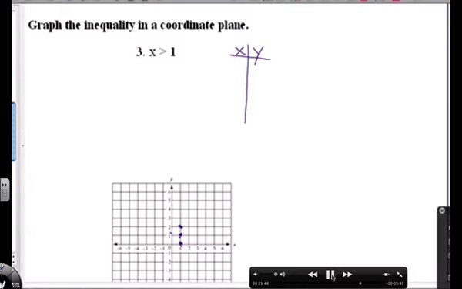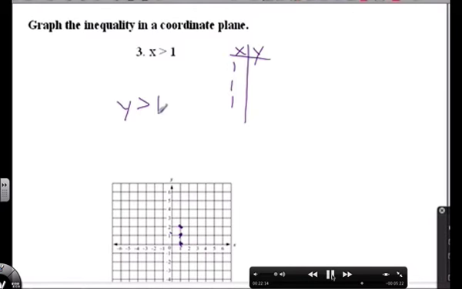This tells me that all of the x's are 1. We're just going to put the 1 in the x column. When you see this, it just indicates to put the 1s in the x column, as opposed to if I had y is greater than 1, then I would put the 1s in the y column.